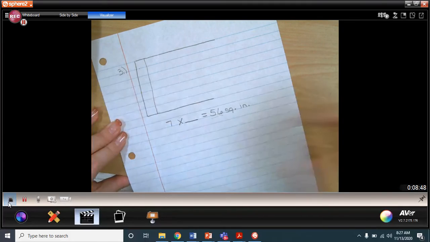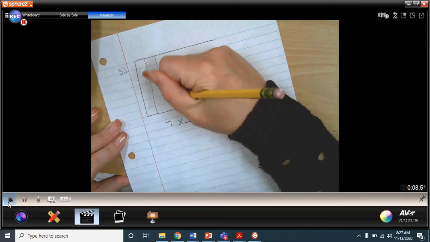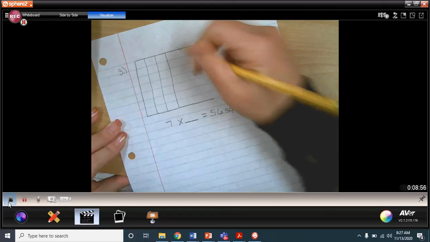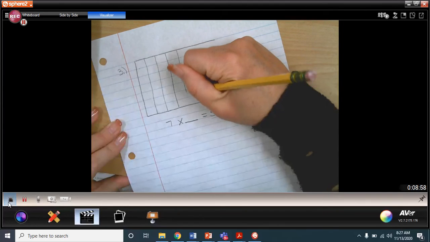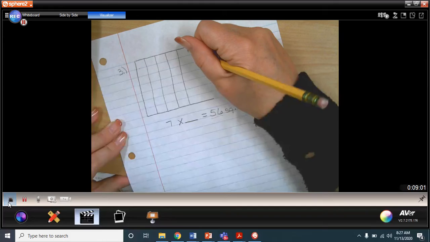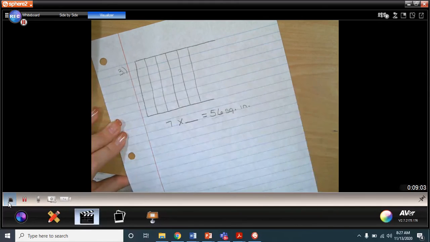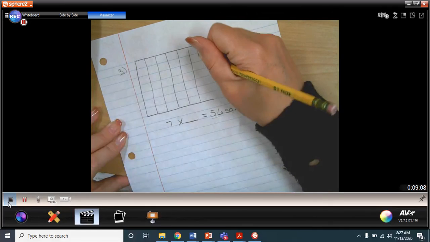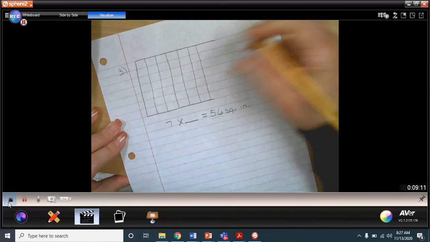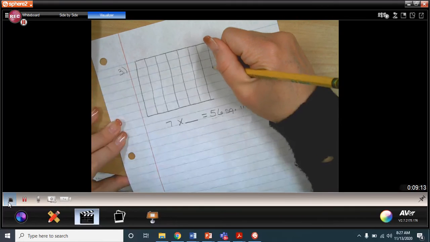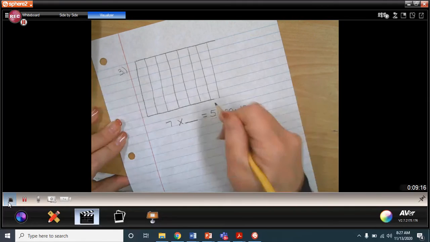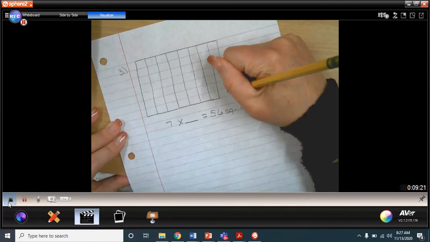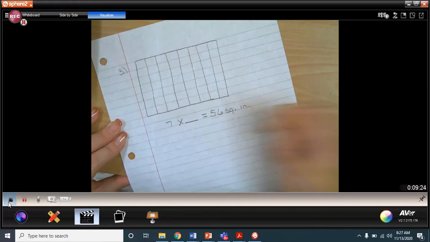So I have 7, 14, 21, 28, that's going to be 35 because I have 7 rows with 5 in each row so far. 42 because I'm adding another group of 7. 49, and that's 7 times 7. And it just so happens I didn't have to extend my lines. How about that? And I have 56.